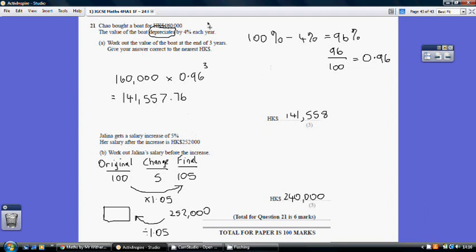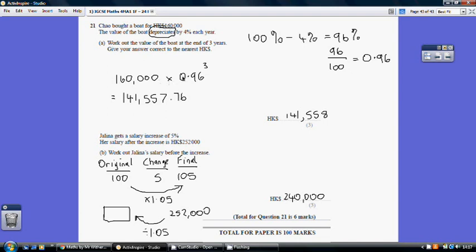So first things first, we really need to work out the multiplier that we're going to be using. Now we're depreciating by 4%, so we're taking away 4% each year. 100% take away 4% is 96%. 96% as a decimal is 96 divided by 100. So the multiplier I'm going to use is 0.96. So we've bought the boat initially for £160,000, dollars rather, Hong Kong dollars.